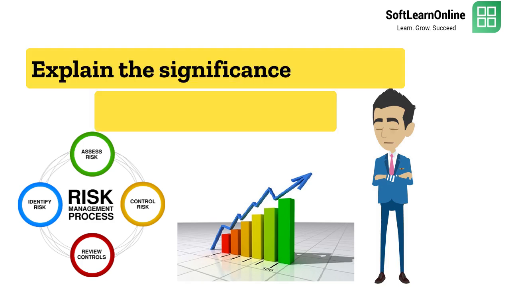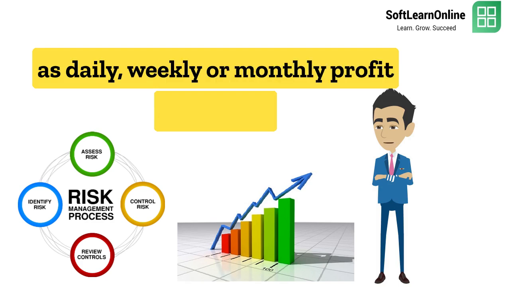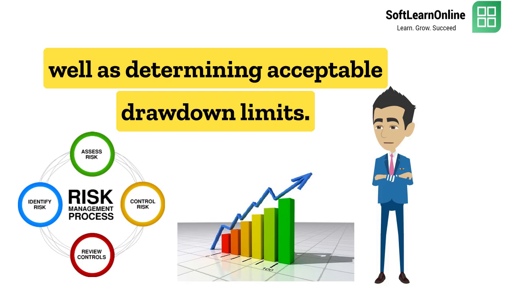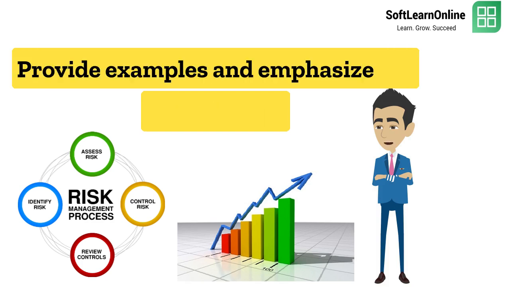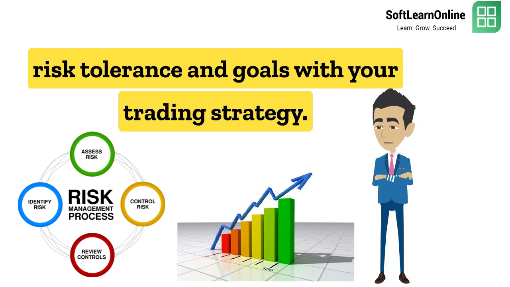Explain the significance of setting achievable goals, such as daily, weekly, or monthly profit targets, as well as determining acceptable drawdown limits. Provide examples and emphasize the need to align risk tolerance and goals with your trading strategy.